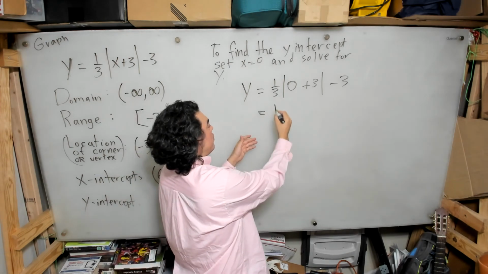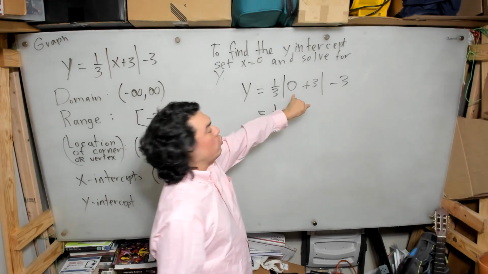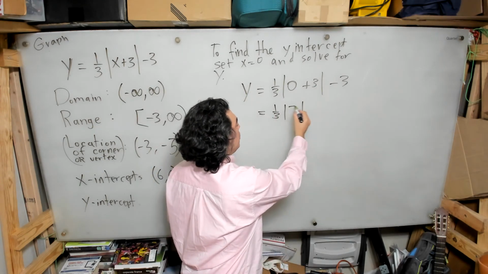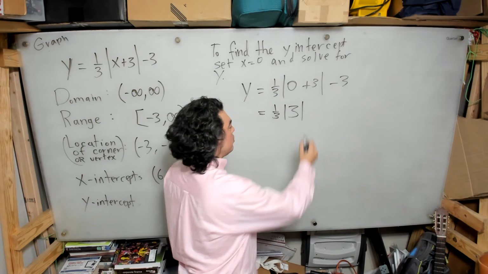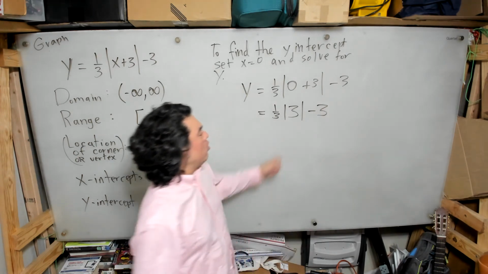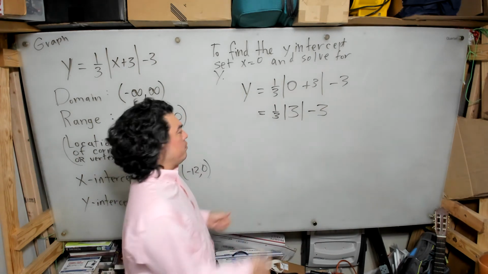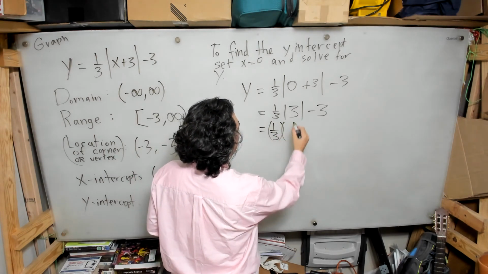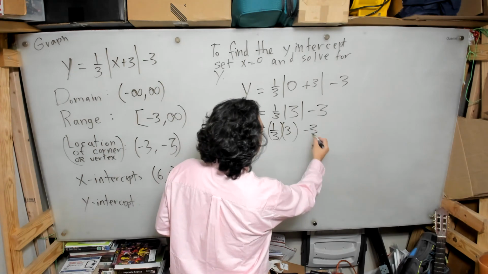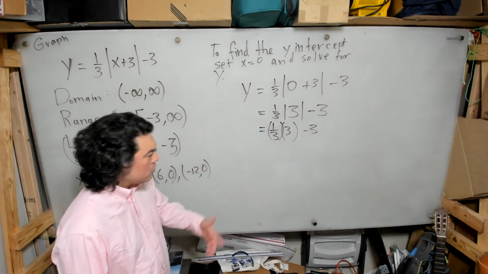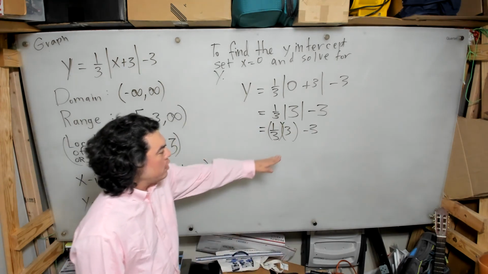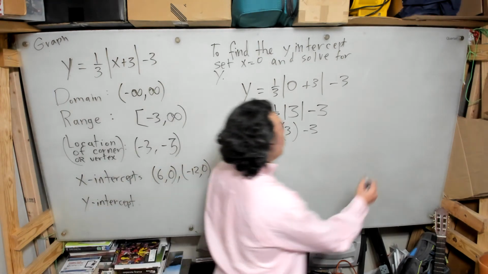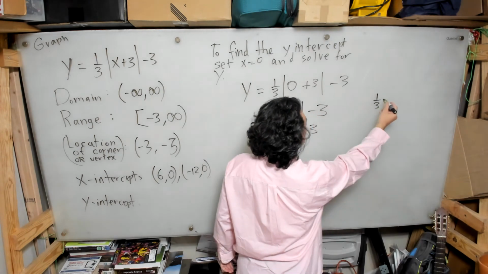This is equal to 1/3 times. What's 0 plus 3? That's 3. So this will be the absolute value of 3. And then minus 3. What is the absolute value of 3? It's just 3. So this is 1/3 times the number 3 minus 3. Now, I'm going to calculate this on the side over here, okay? What is 1/3 times 3?